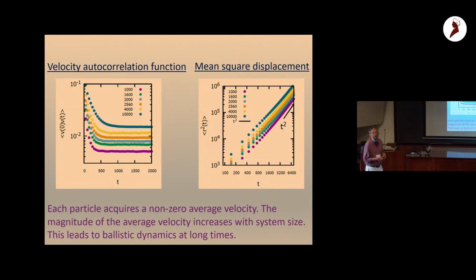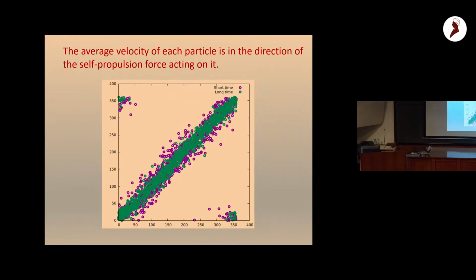I'm sorry? Not always, no. The average velocity is oriented in the direction of the active force. This is basically what is shown here. This is the angle associated with the force, and the other one is the angle associated with the average velocity, and they just follow the diagonal, saying that on average, each particle acquires a non-zero velocity, which is in the direction of the constant active force that acts on that particle.